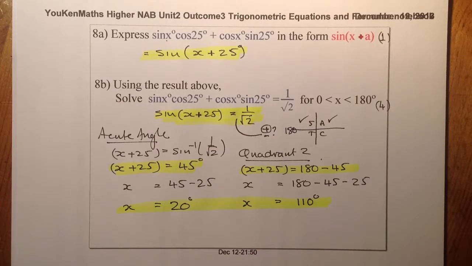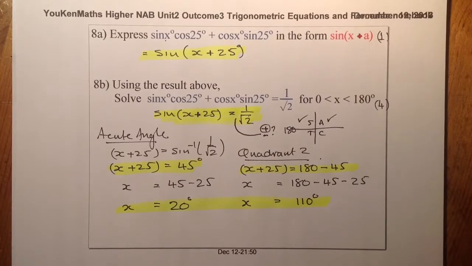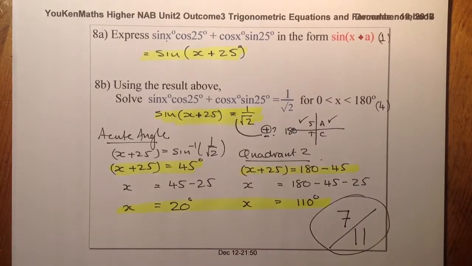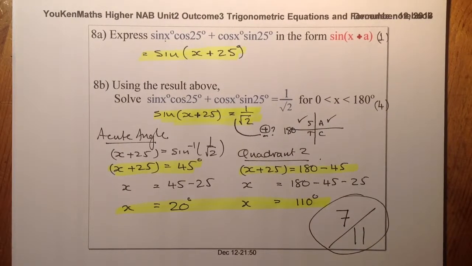So in the outcome, the questions are out of 11 marks. You're required to pass 7 out of the 11. So good luck and do your best, try and get 11 out of 11 for this NAB.